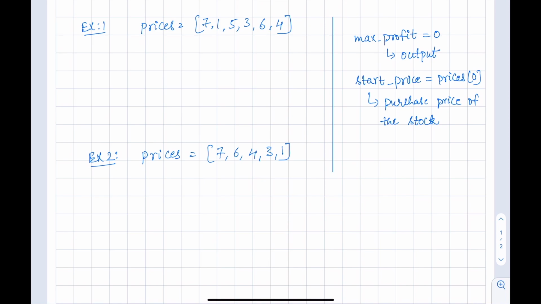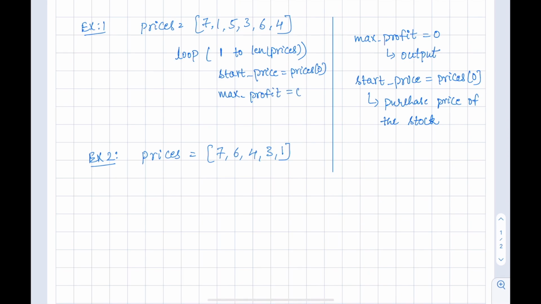Okay, let's go into the explanation now. We have explained both the terminologies that I'm going to use, and the first thing that we are going to do is loop through this entire prices array from 1 to length of prices. Through this looping you are going to update two variables that we have discussed. One is the start price, which is prices[0] initially, and the next one is max profit, which is initialized with 0.